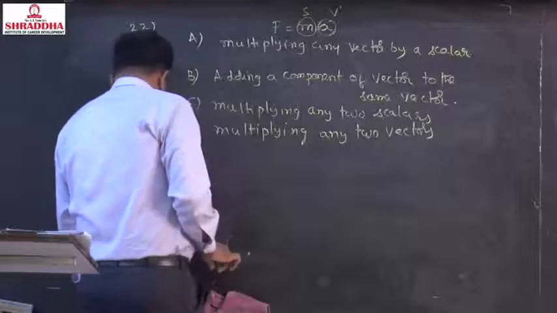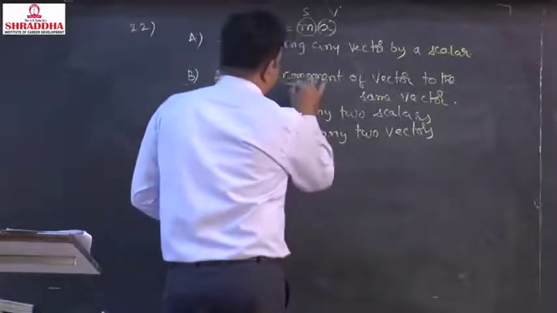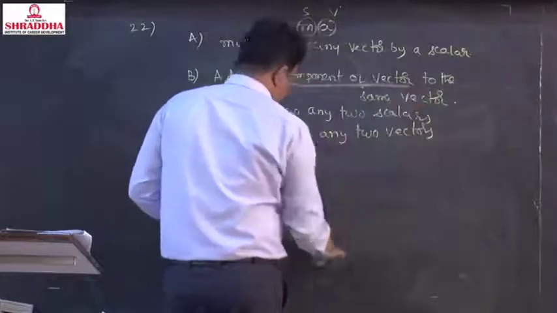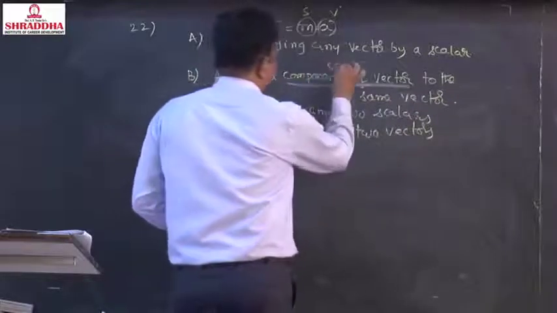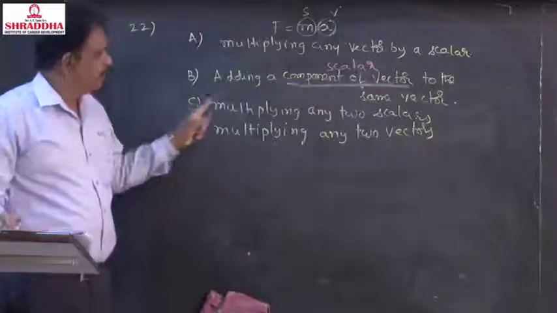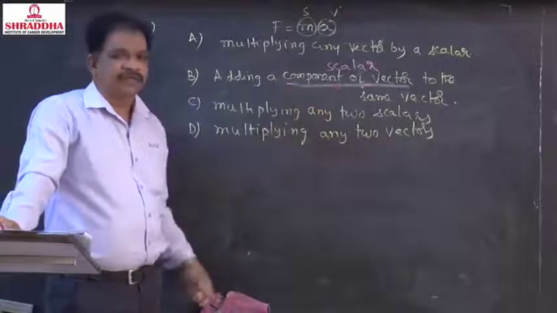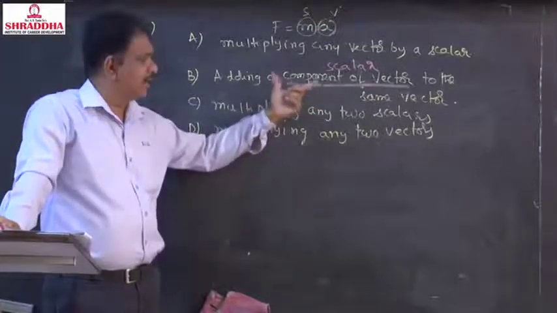Okay? Is it understood? Component of a vector, what will it be? It will be a scalar. Means what they are saying? Adding a scalar to the same vector. We can't add scalar and vector.